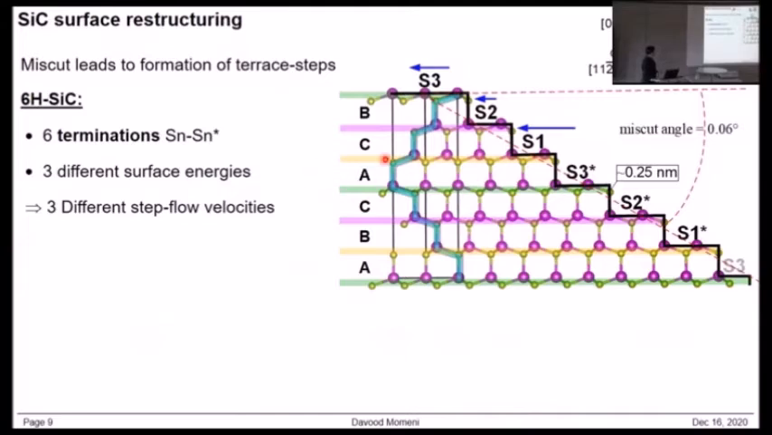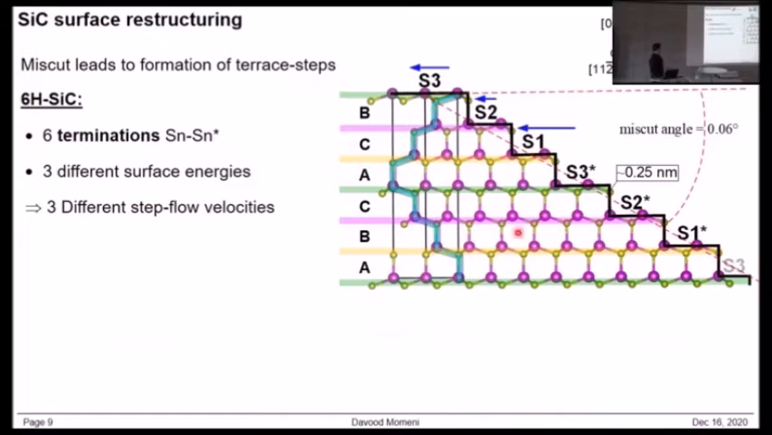So in the case of these terraces, this miscut leads to the formation of different terraces. For instance, in the case of 6H, we have 3 types of terrace terminations, named S3, S2, and S1, as well as S3 star, S2 star, and S1 star. The Sn and Sn star, like S3 and S3 star, are the same, but the crystal is rotated 60 degrees with respect to each other.